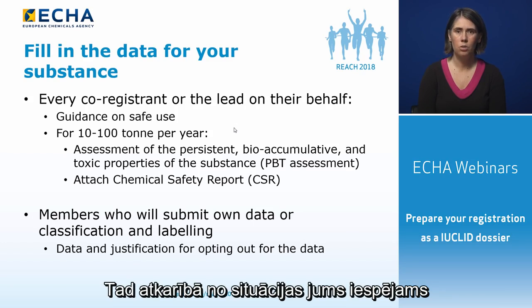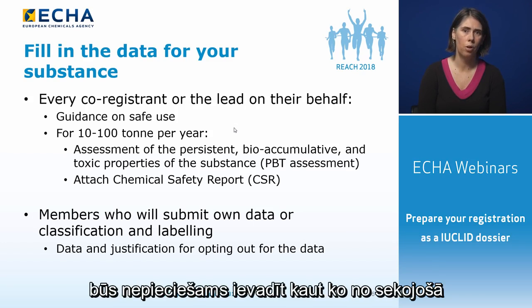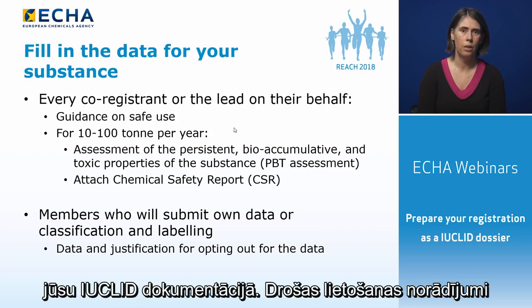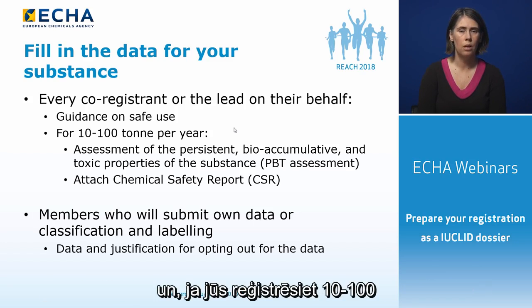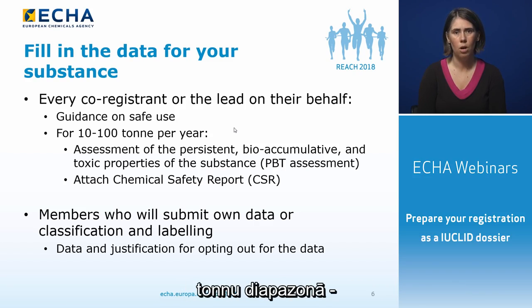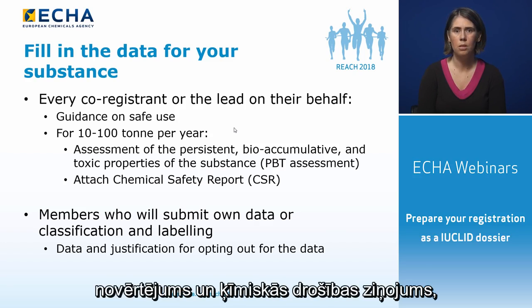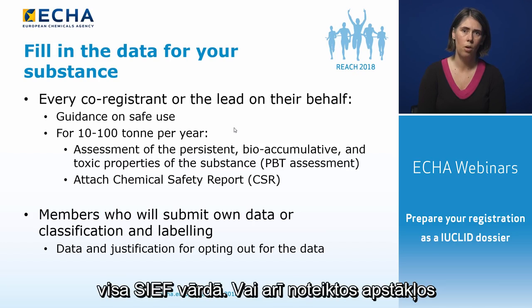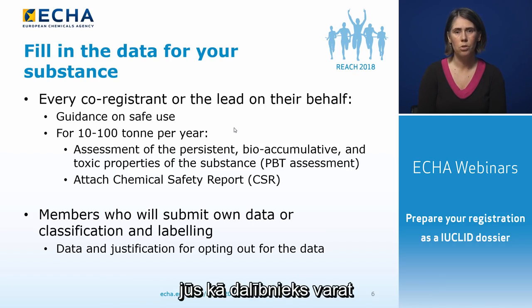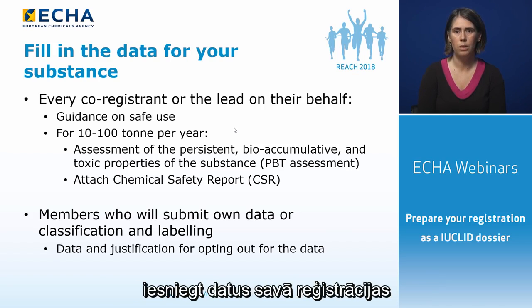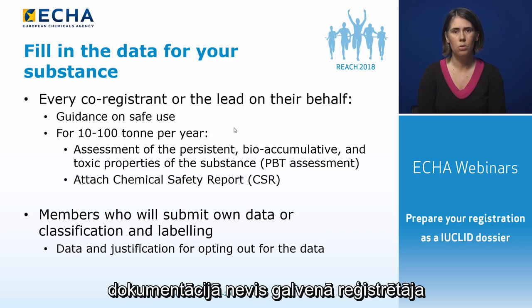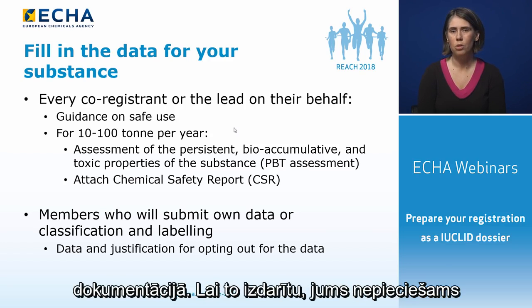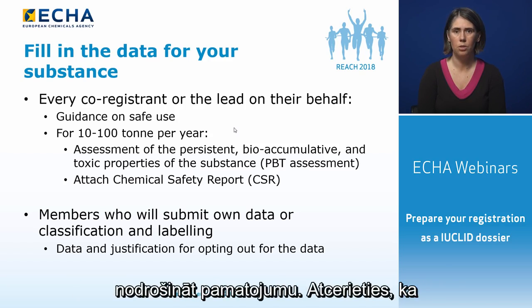Then, depending on the situation, you may need to enter any of the following in your IUCLID dossier: the guidance on safe use, and if you're registering in the 10 to 100 tons per year band, the assessment of the PBT properties of the substance, and the chemical safety report, unless the lead will submit it jointly on behalf of the whole SIEF. Or, as a member, you can under certain conditions submit data in your own registration dossier rather than in the dossier of the lead registrant, for which you also need to provide a justification.